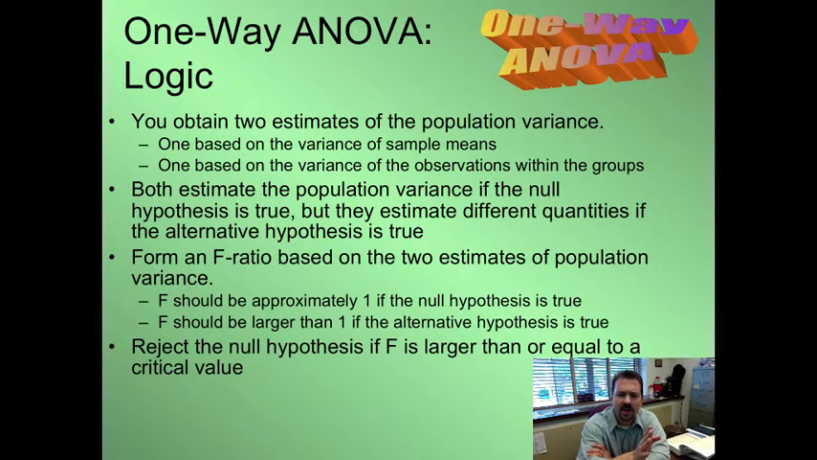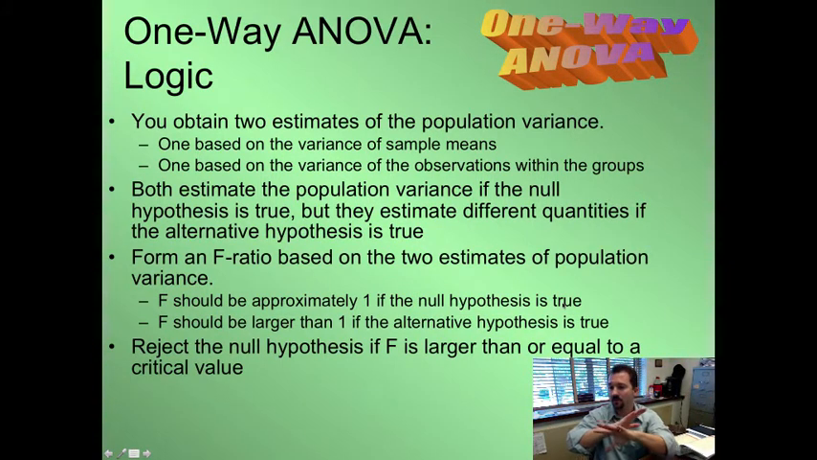But it's just like the T, just like the Z, you're getting an obtained test statistic, obtained F in this case, and you compare that to your critical F from the table. And if your obtained F is greater than your critical F, then that means P is less than 0.05, and you can reject your null hypothesis that there's no difference among the groups. So F, you're expecting, should be approximately 1, that there is a 1-to-1 ratio of the sample mean variance and the observation within groups variance. 1-to-1 ratio if the null hypothesis is true.